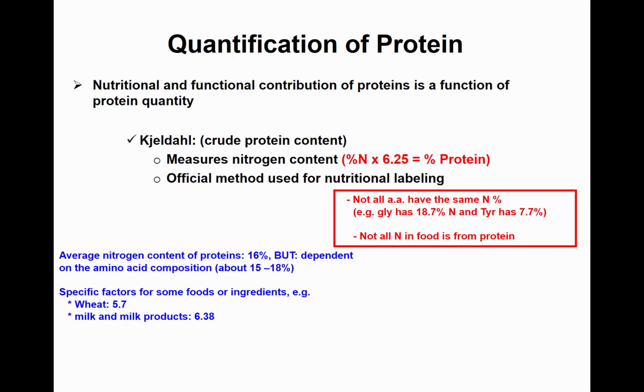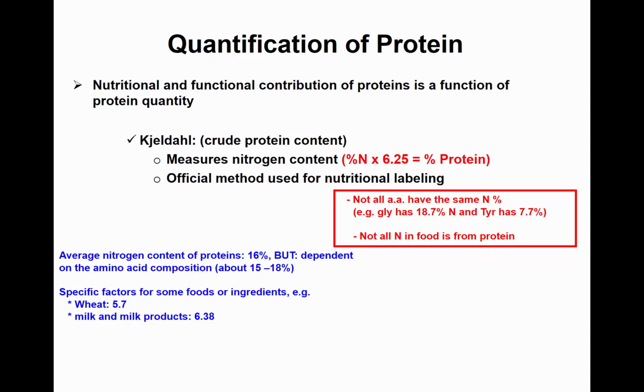But if you know that it's wheat, for example, wheat has about 18% nitrogen. So it's high in nitrogen, and 100 over 18 will give you a lower conversion factor. Whereas milk protein has lower nitrogen content, so it's towards the lower end, and 100 over 15 will give you a larger conversion factor. So keep that in mind.